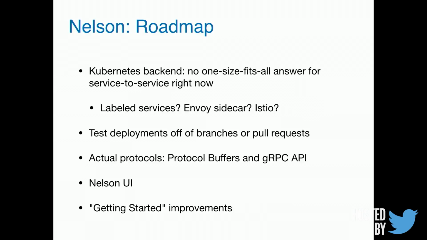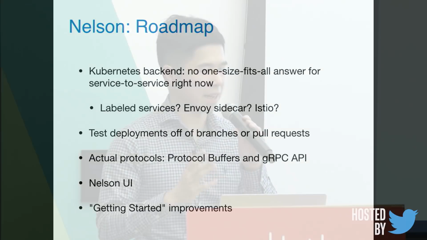We could do this through services and having labels. That has problems because you can mutate labels halfway through, and we don't want people to do that. We could do this through an Envoy sidecar and publish it as a CRD. Istio is coming out. We could do it through Istio. So there's not really a clear answer of where people are going. So we don't have a one-size-fits-all answer. If you have opinions about this, we'd love to talk to you. But that's something that's on our roadmap.